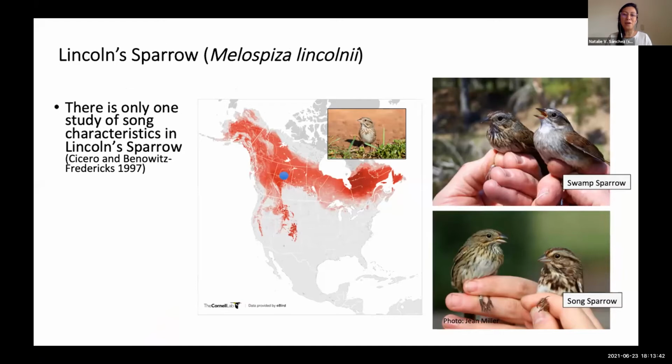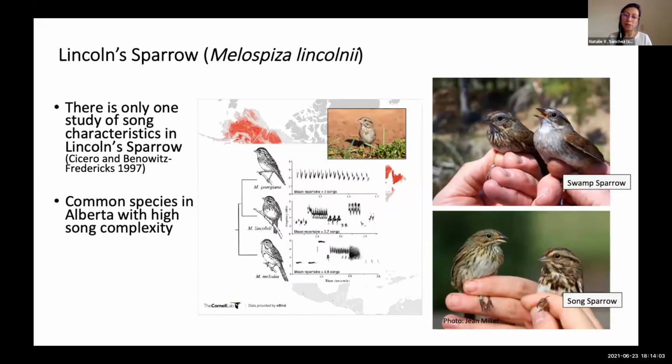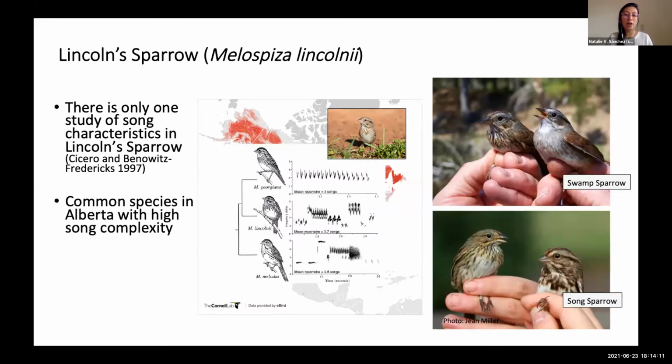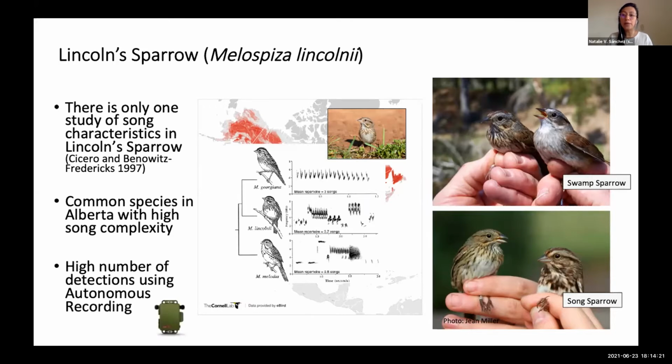My focal species is the Lincoln Sparrow, which is an understudied species in comparison to its sister species, the swamp sparrow and the song sparrow. There is only one study of song characteristics of this species in the field. And in Alberta, which is my study site in Canada, we have a lot of recordings, and we noticed that they have a higher complexity in comparison to other boreal birds. The recordings that I'm presenting here were collected with autonomous recording units across the province.